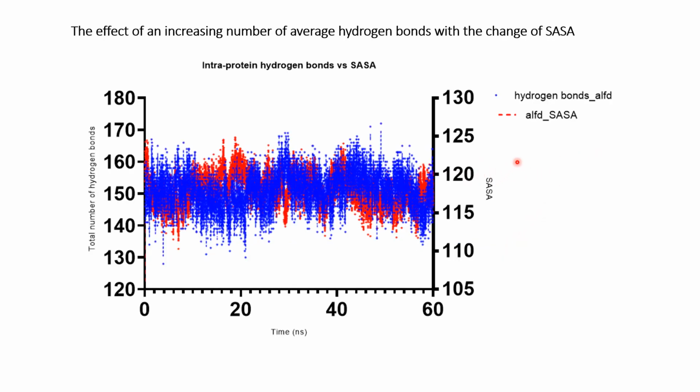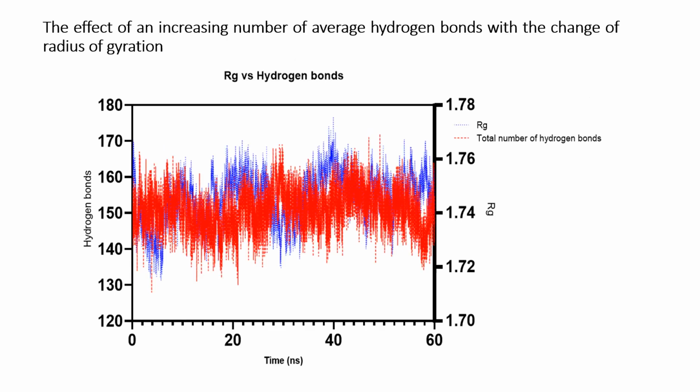So we also compared the intraprotein hydrogen bonds and solvent accessible surface area, and we have observed an opposite trend. That means the higher number of hydrogen bonds is keeping the protein compact. We also compared the average number of hydrogen bonds and the change of radius of gyration, and we have also observed an opposite trend among these two characteristics.